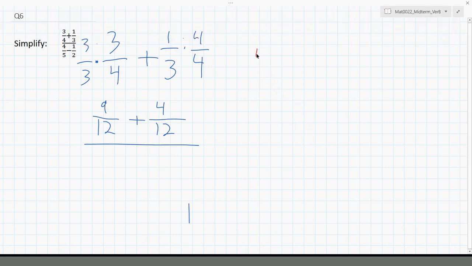We're going to do 4 over 5 minus 1 over 2. Now, does this color stand out better than that color? Do you like the red better? Okay, we're going to keep working on the red then.